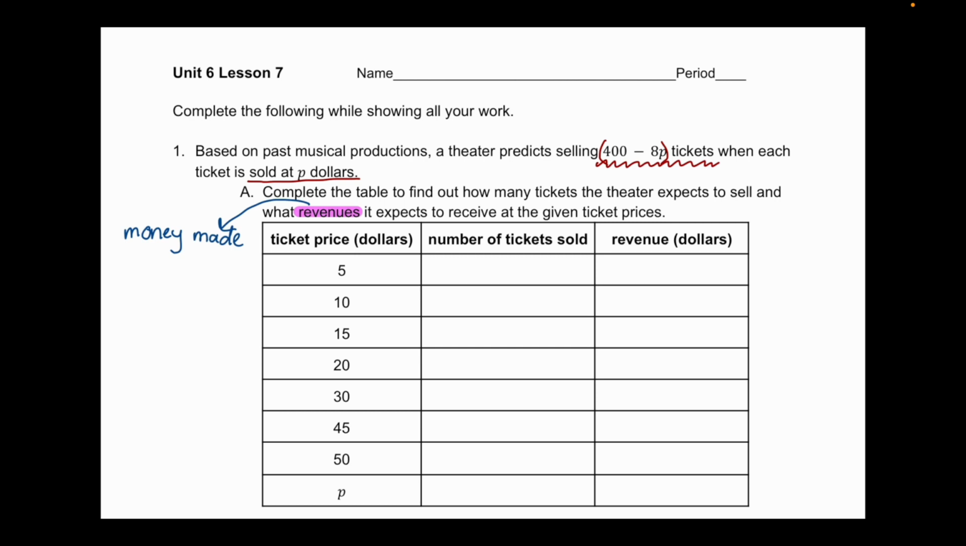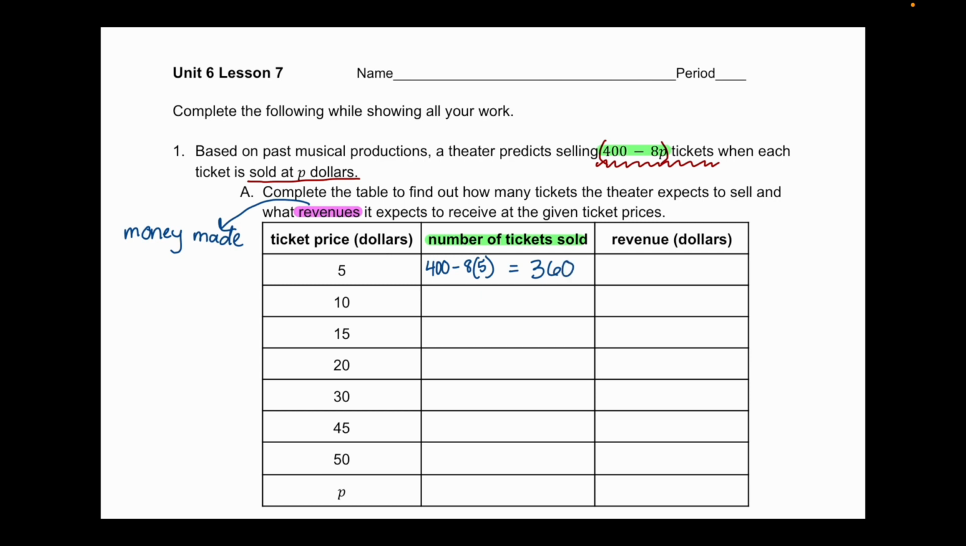When we start off with number of tickets sold, that's going to be our 400 minus 8p, because they said that's how many tickets. So I am going to have 400 minus 8 times 5. And 8 times 5 is 40. 400 minus 40 is 360.